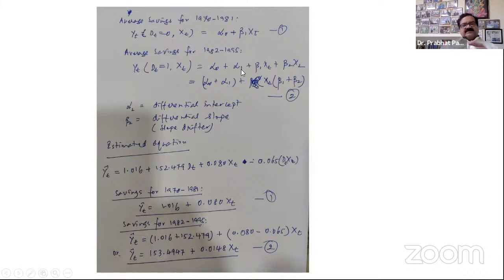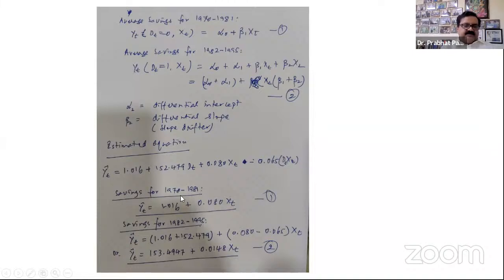So if you divide the data into two periods, from 70 to 81 and 82 to 95, and run a separate regression, you're going to get the regression like this, like the 1 and the 2. These are the two regression equations you will get. So you can check that if you really want. So alpha is representing the differential intercept, the beta is representing the differential slope. And this is the estimated equation.